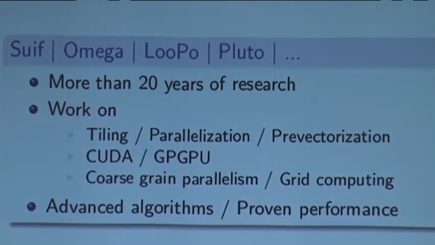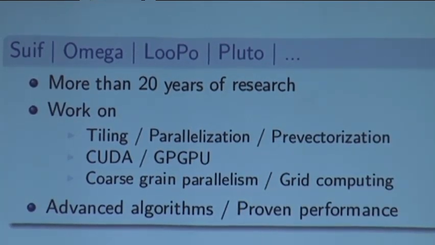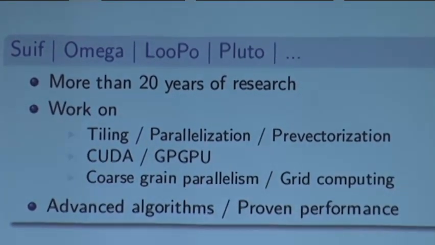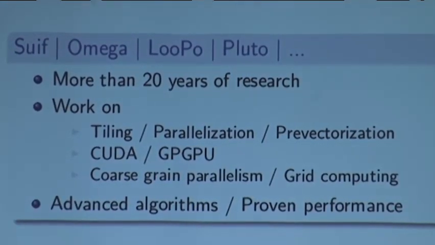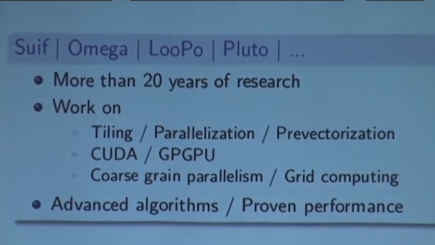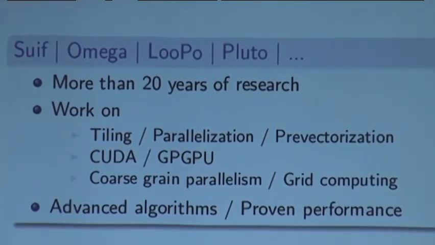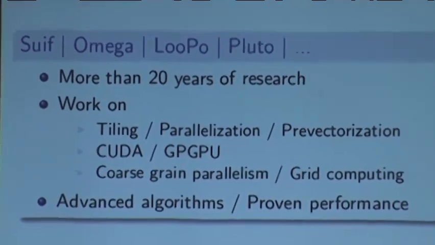So there's been the Swift project close at Stanford, and there was Omega. There's a Lupo project from my university in Passau, and there is the Pluto project from Ohio State. And they did a lot of different stuff. They did tiling, they did pre-vectorization, like preparing the code for vectorization. They did automatic parallelization. Recently, there was some work on CUDA, GPU computation, and even grid computation, really cross-grained parallelism. And they got really nice algorithms that improved performance quite a lot.